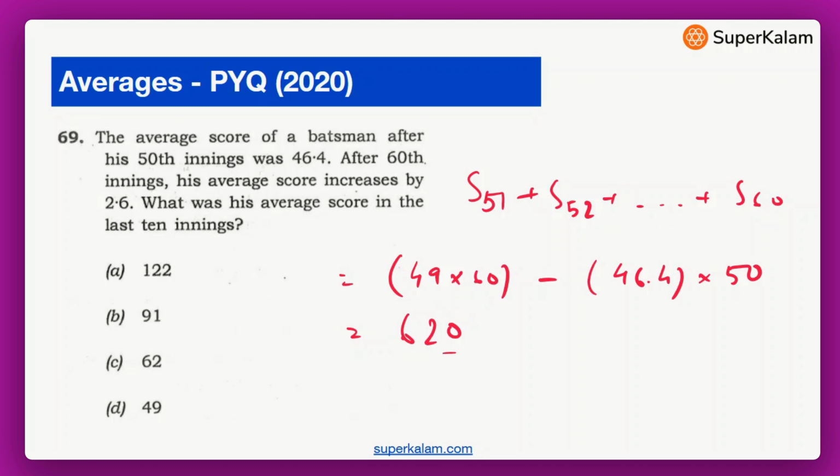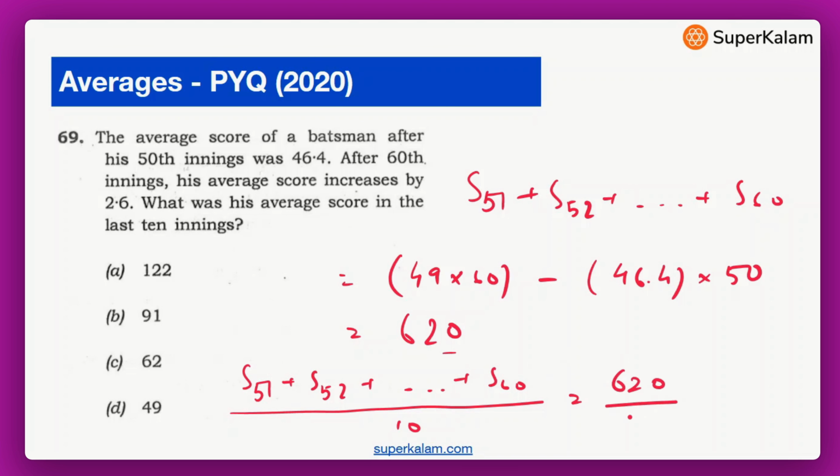So what is the average? The average will be S51, S52, going till S60, and then we divide it by 10, because we are taking the average of 10 innings. So the count of innings is, of course, 10. This is 620 by 10, and that is 62. Correct? This is 62. So answer C is right.